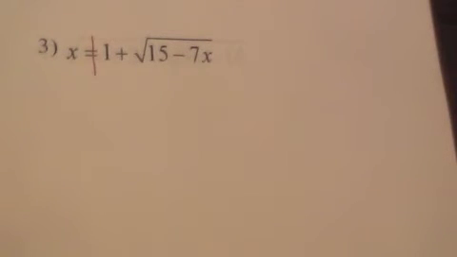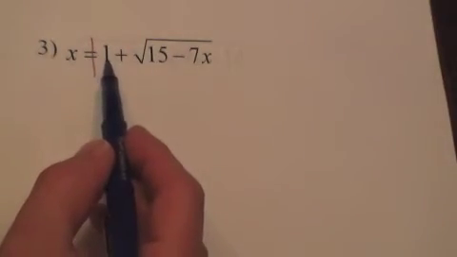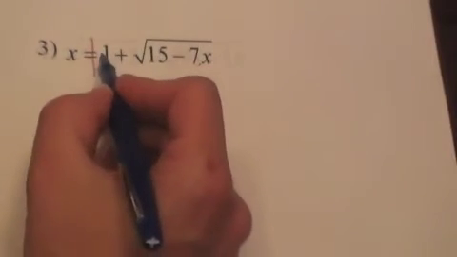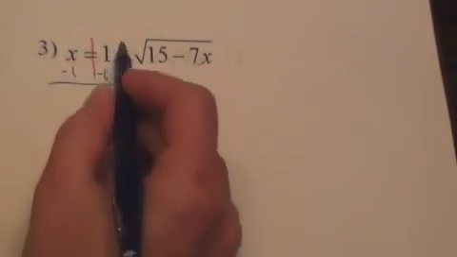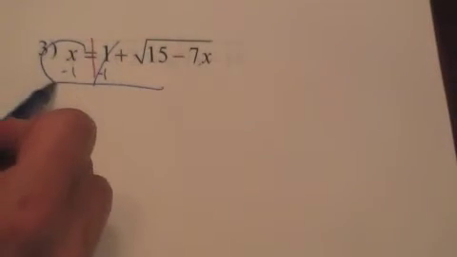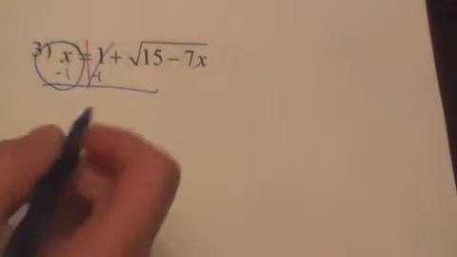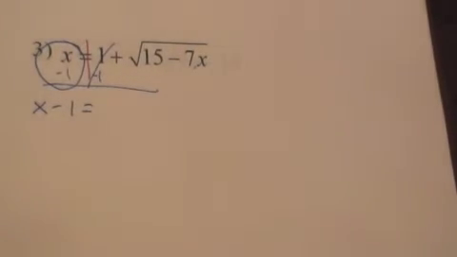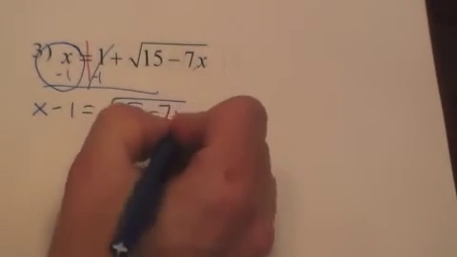Okay, so the 1 is on this side of the equal sign with the radical. So we need to get rid of it. So this is a positive 1, so we subtract 1. And you know what happens when you add these two, and you do it for real. So x minus 1 is x minus 1. Can't do anything with that. So it's 15 minus 7x.